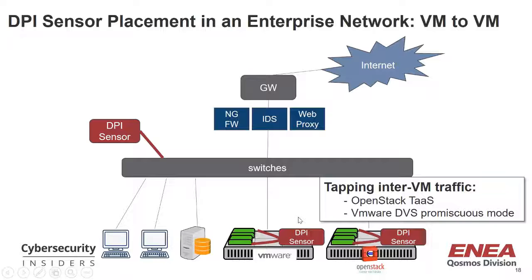So for those who are interested in technical details, the DPI sensor is able to access traffic in the compute node using different methods. On OpenStack, tap-as-a-service capabilities provided by Neutron allow duplicating traffic from one or more VMs into the sensor. And on VMware infrastructure, promiscuous mode can be configured on the distributed virtual switch to gain full visibility on all traffic crossing those virtual switches. Okay, so this is the famous east-west traffic. Absolutely. VMs. And some of this traffic just stays on the compute node. It does not cross any physical equipment. Right, so it's actually down here.